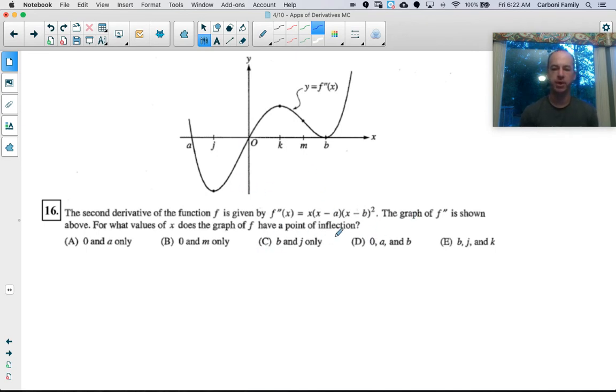answering this question. They're asking us where f has an inflection point, which is when f double prime changes signs. It does not have to change in one particular way or the other, just from positive to negative or negative to positive. We are looking at the second derivative, and they do tell you that a couple of times. And a sign change means you cross the x-axis. That happens right here at A and at the origin.